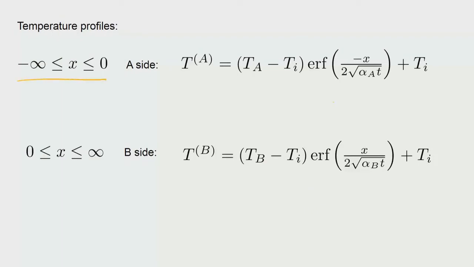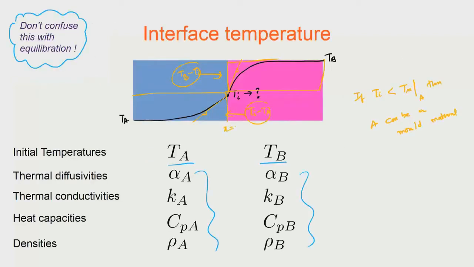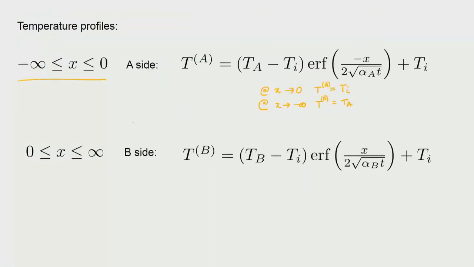So, verify that this function shows that at x goes to 0, the error function is 0. So, the temperature in the A side is Ti, and at x goes to minus infinity, the minus and minus cancel, that will be 1, Ti cancels, and T of A will be Ta. Now, look at the problem, you see that at x equal to 0 and x going to minus infinity, the temperatures are Ti and Ta respectively. So, we got that correct.